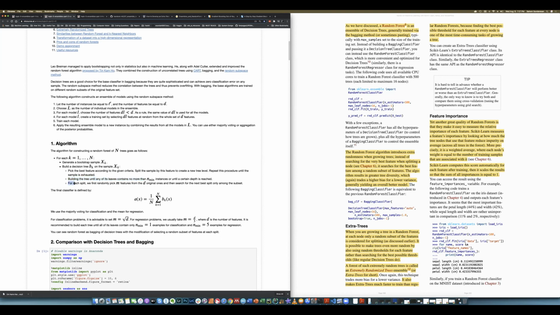But then I think this is the line that we are interested in. For each split, we first randomly pick M features from the D original ones, and then search for the next best split among the subset. Yep. So essentially, the total number of features is equal to D, and you are choosing a random set of M features for a split, and then you're going to find the best split on those M features, and then you're going to repeat this process until you reach the terminating criteria. Is that a correct way to say it?